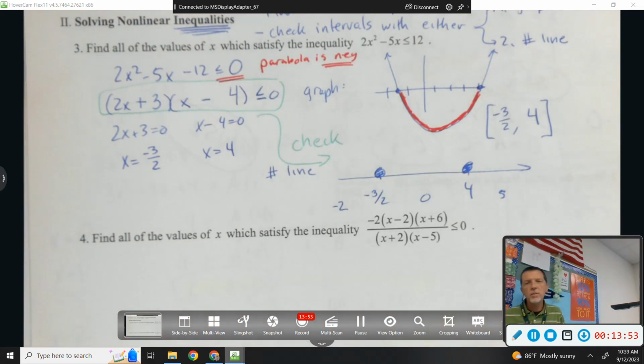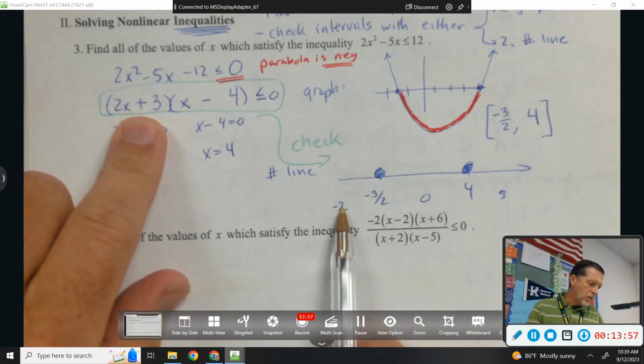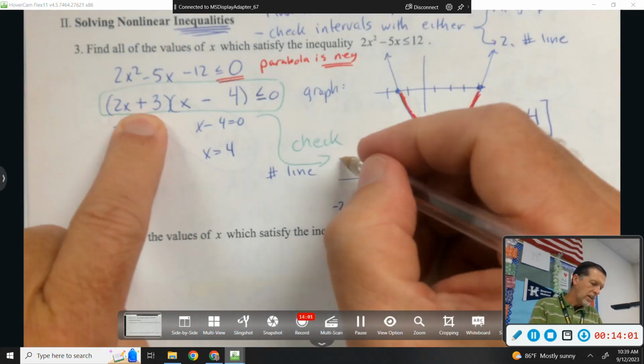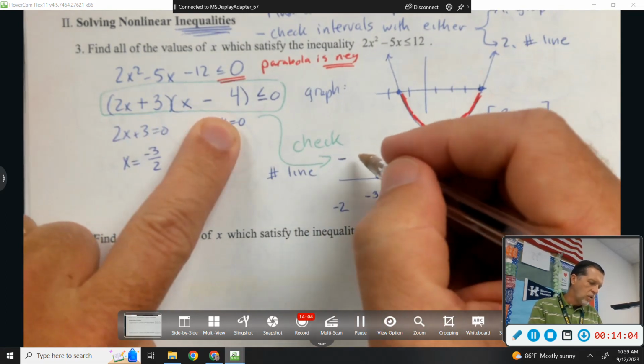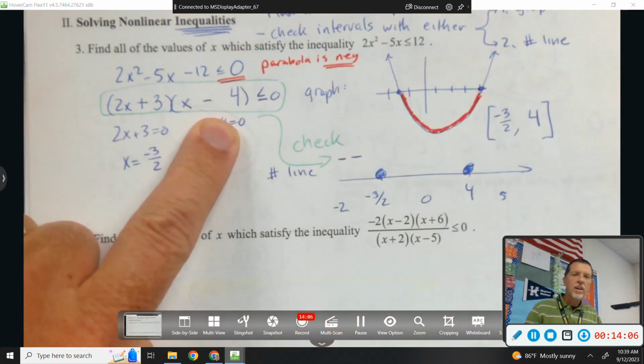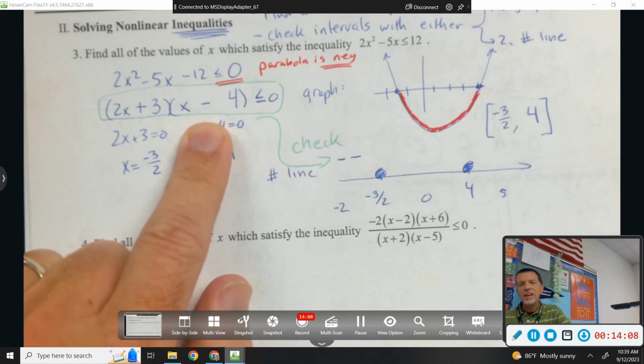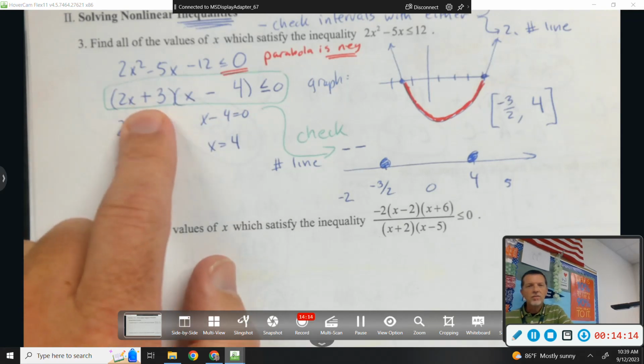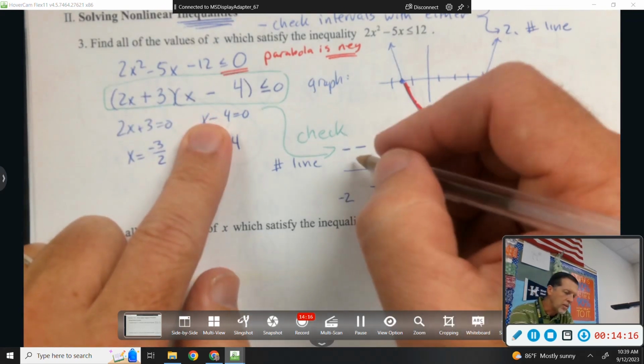Checking to see if they give me a positive or negative. So if I plug in negative 2, let's see, negative 4 plus 3 is negative. Negative 2 minus 4 is negative. Because all I care about is positives and negatives, I don't really have to be too concerned about the numbers as long as I get the signs right. So negative 1, negative 6, that makes a positive number.